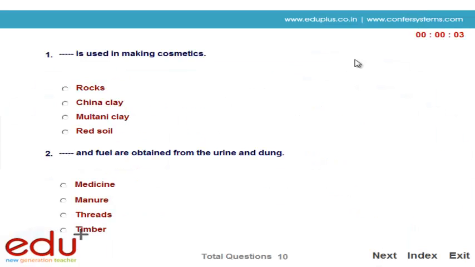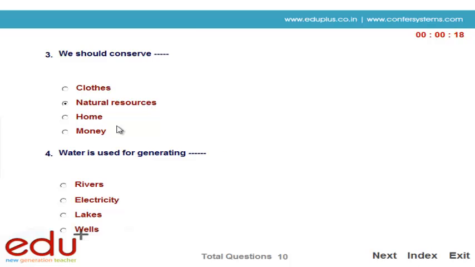In this, the test is started. We are given questions and 4 options. We select any one correct option and solve the test. Each question has 10 marks.